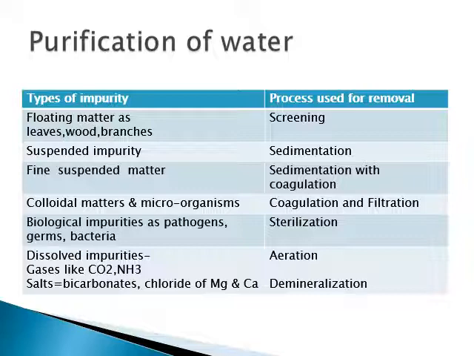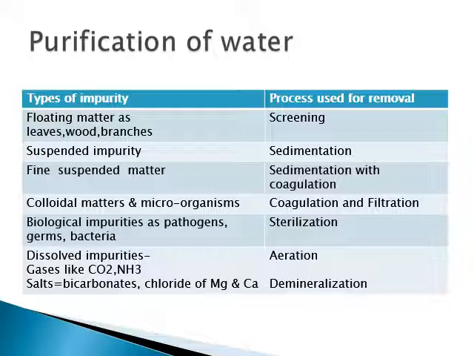If a large amount of impurities like leaves and wooden branches are present in water, the water will pass through screens. For suspended impurities like clay, the sedimentation process is used. Fine suspended matters are separated by sedimentation with coagulation. Colloidal matters and microorganisms like fungi are removed by coagulation and filtration.